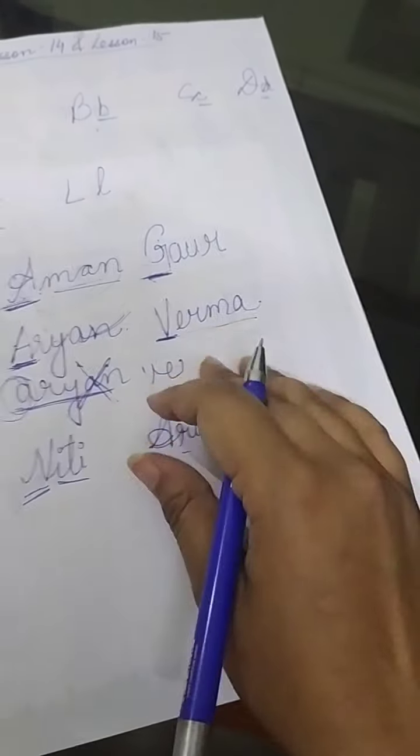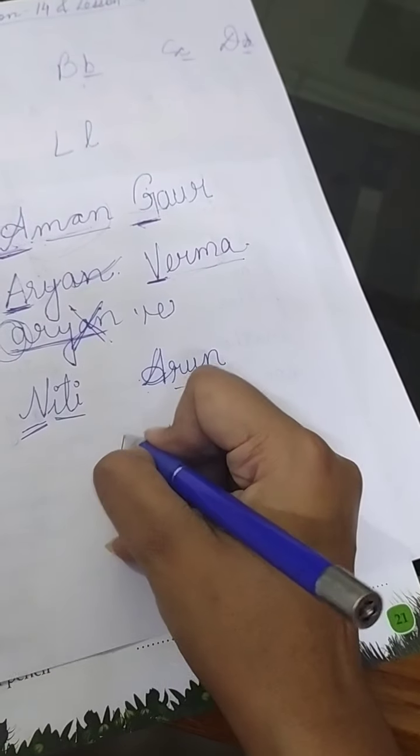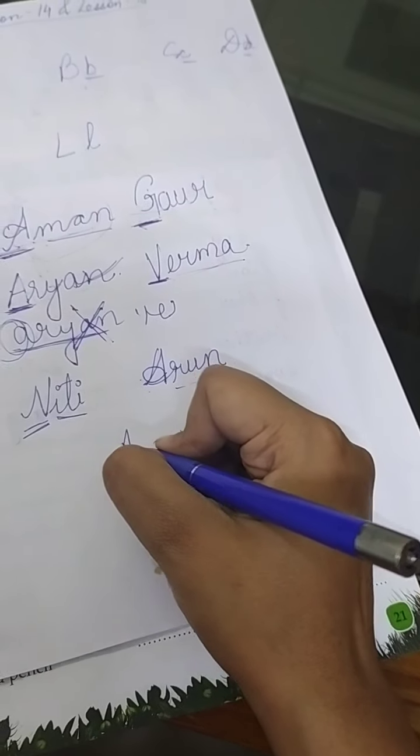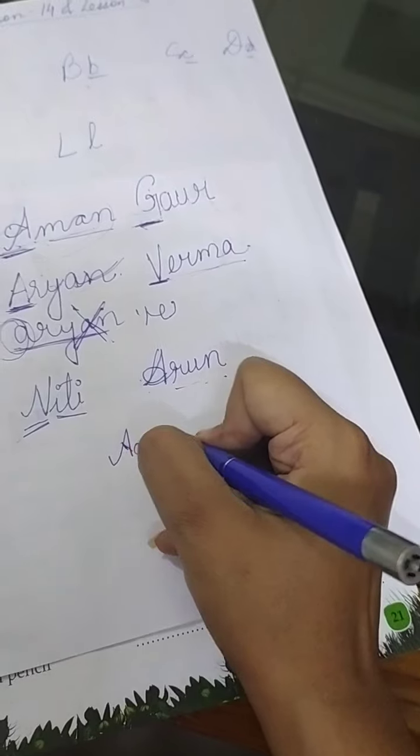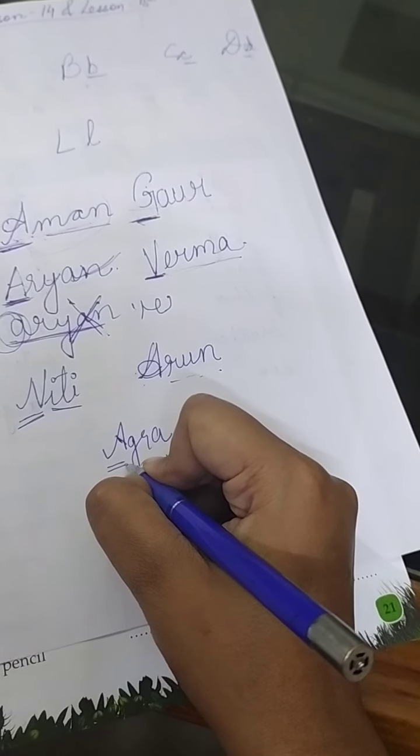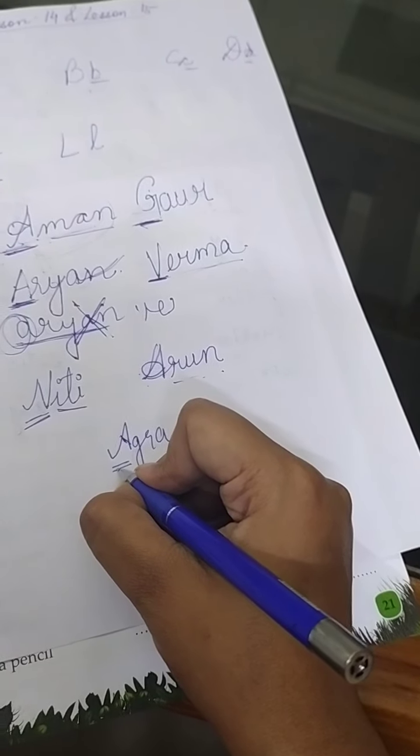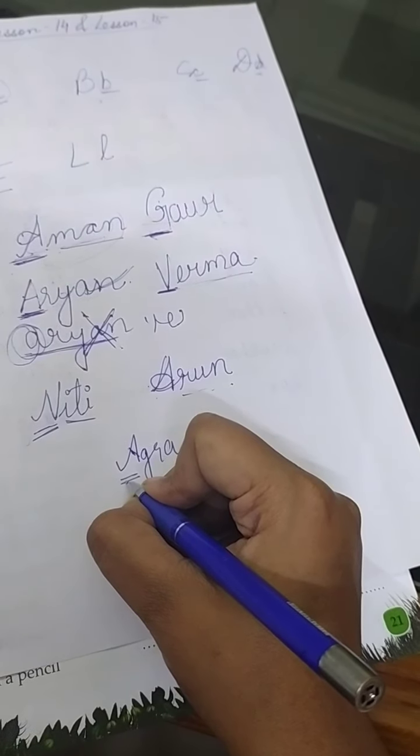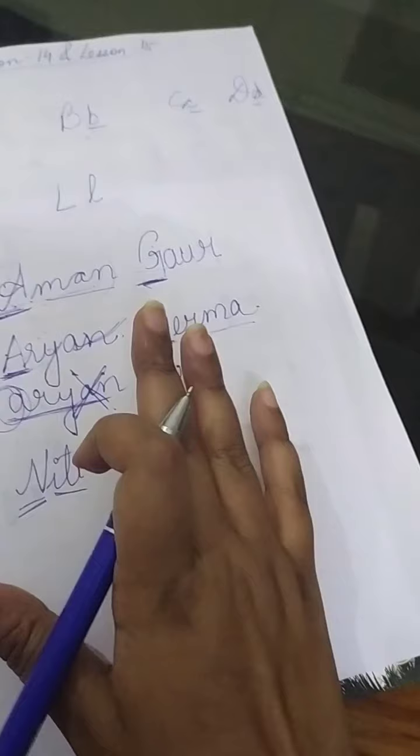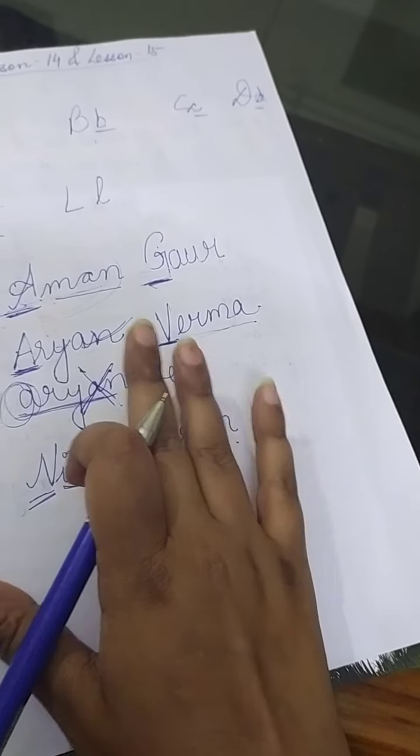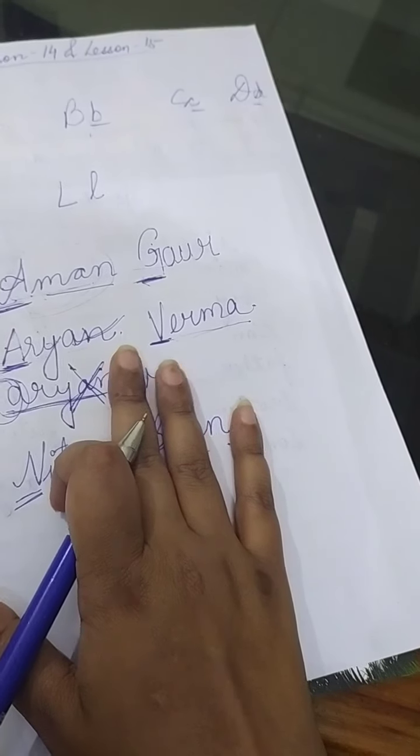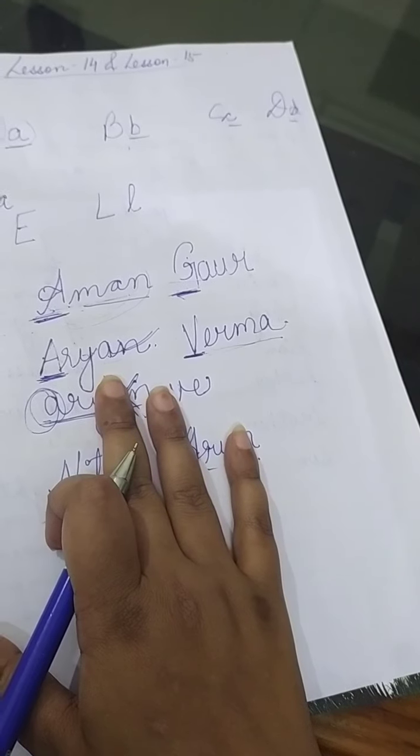Any name. If you are writing any place name, suppose you are writing Agra. See, a place name also we start with a capital letter. Okay? Yes. Now, is this thing clear to you? Everyone, how to write with a capital letter and when to write with a small letter?